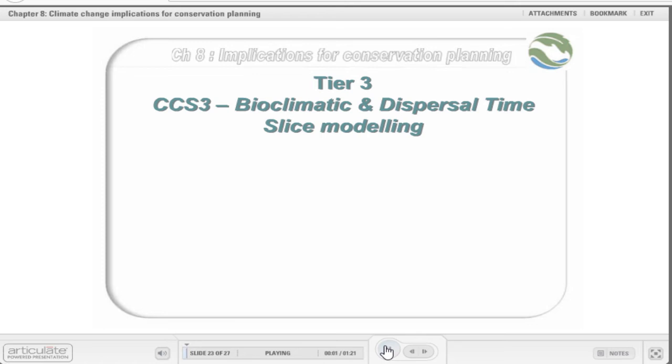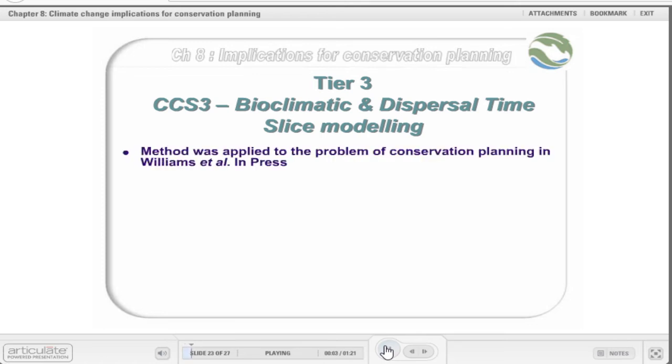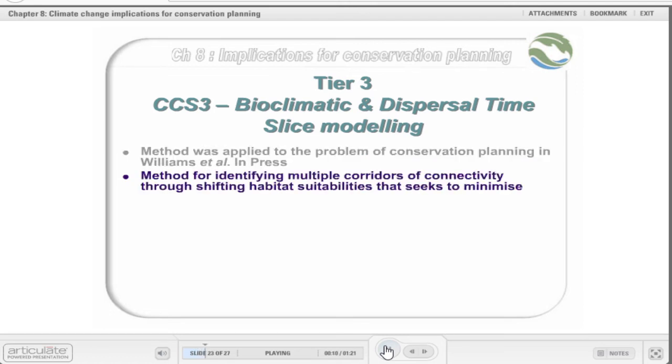The method of time-slice modeling was applied to the problem of conservation planning, as shown in a paper by Williams et al., which is still currently in press. Time-slice modeling is a method of identifying multiple corridors of connectivity through changing habitats as they become suitable. It seeks to minimize, firstly, the dispersal demands on a species, such as expecting it to cross large areas of transformed land, and it also seeks to minimize the amount of land required for preparing these corridors, for budgetary reasons.